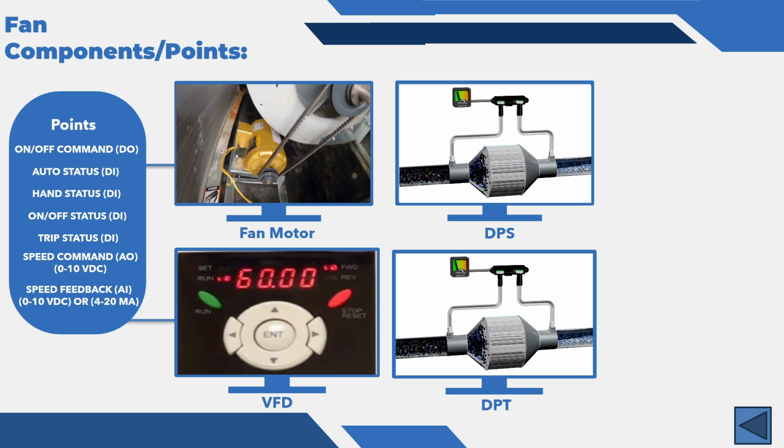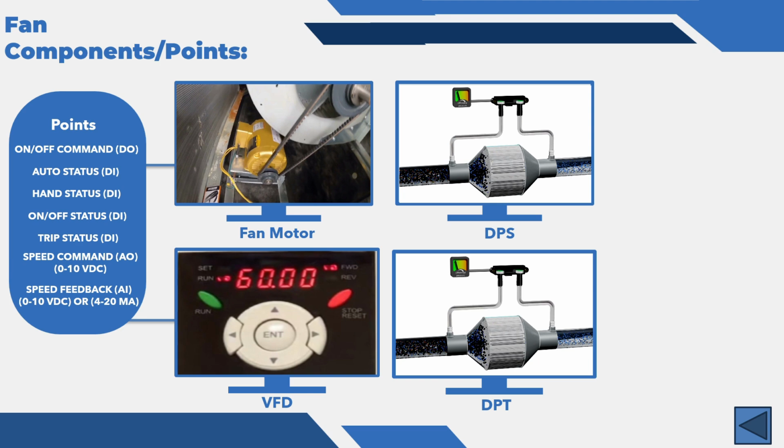Hand status, DI. This point indicates that the fan is in manual mode. It is a digital input point to the BMS. On-off status, DI. This point indicates whether the fan is currently running. It is a digital input point to the BMS.